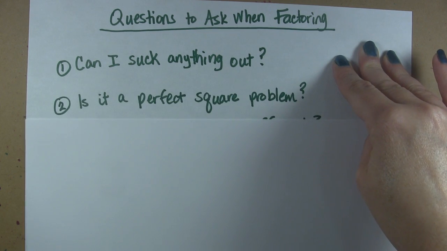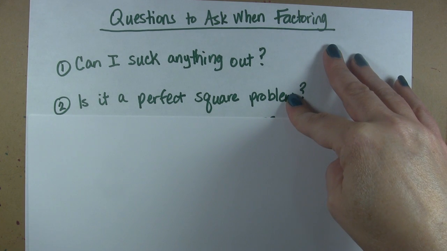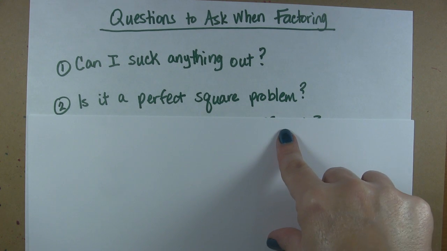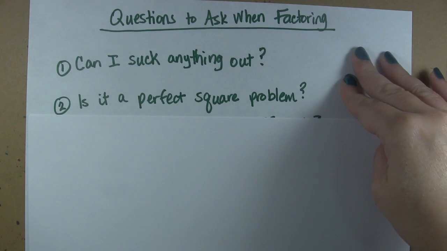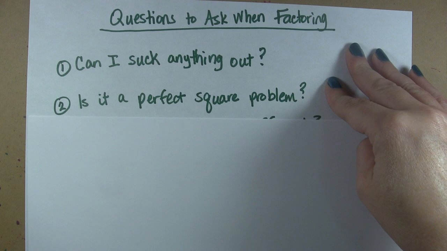Then the next question that I ask myself is, is this a perfect square problem? That means that I have a perfect square for the first term, a perfect square for the second term, and in the middle is a minus sign. If it is a perfect square problem, then I do a little happy dance and then I solve it quickly.